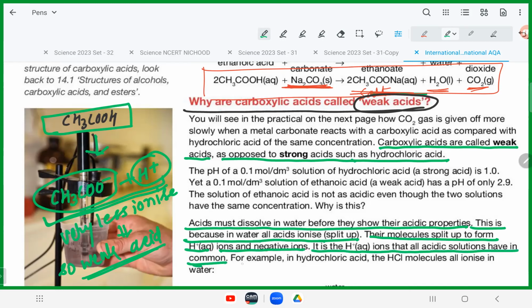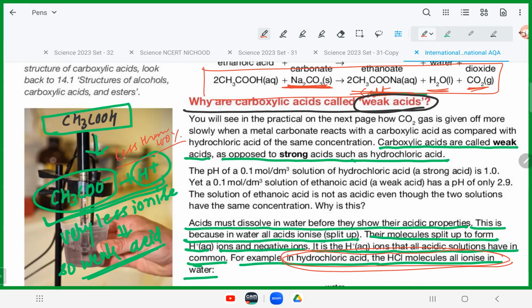For example, hydrochloric acid: the HCl molecules all ionize in water. So they are saying HCl is a strong acid because it ionizes 100% in water, but the carboxylic acid ionizes very less, less than 100%. That is why this is a weak acid. Are you getting this one?